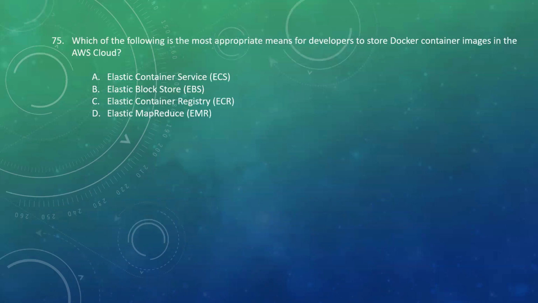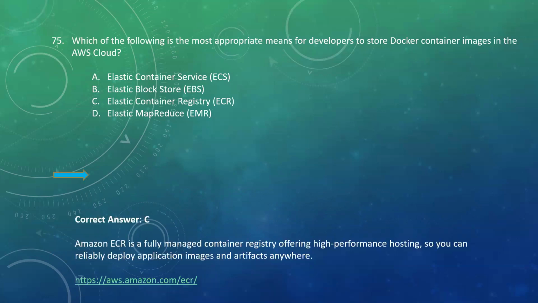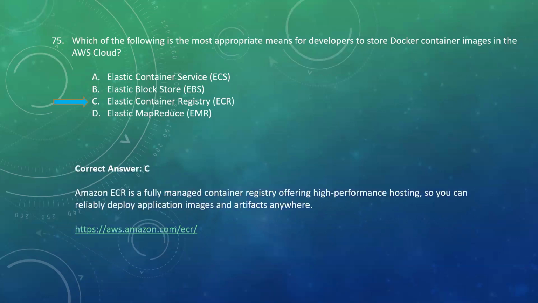Moving on to question 75. Which of the following is the most appropriate means for developers to store Docker container images in the AWS cloud? Your options are Elastic Container Service, Elastic Block Store, Elastic Container Registry, Elastic MapReduce. So the correct answer is option C, ECR.